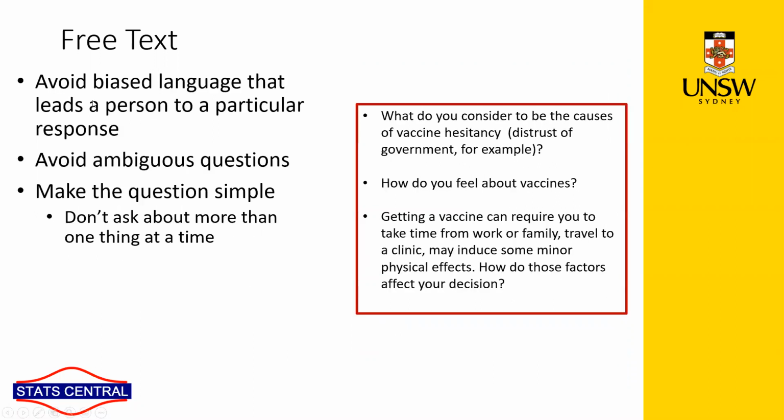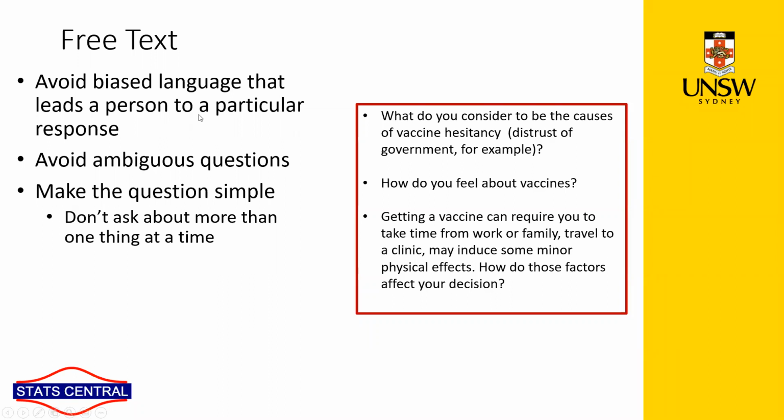Here are some things to help you make some good questions. You need to avoid biased language that leads a person to a particular response. So you wouldn't want to say something like, what do you consider to be the causes of vaccine hesitancy? For example, distrust of government. You're going to get a lot of people going, oh yeah, government, I don't trust them at all, if you phrase your question like that.